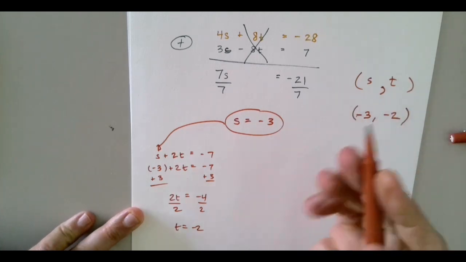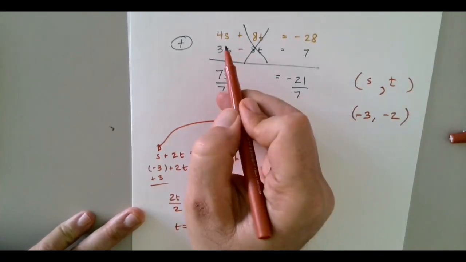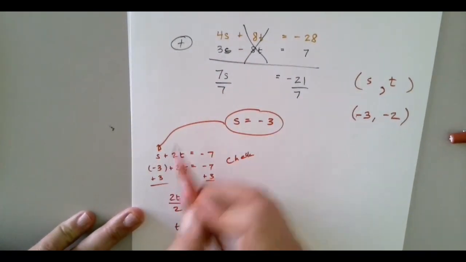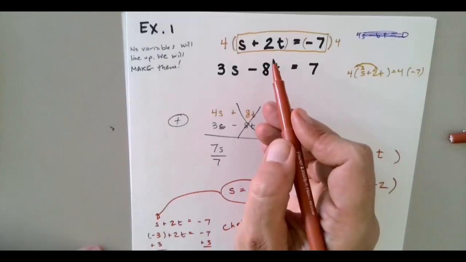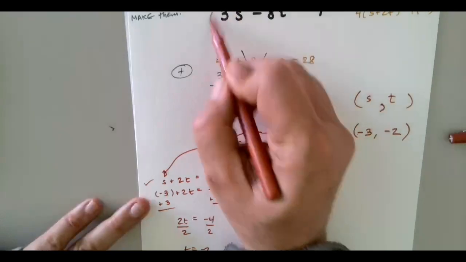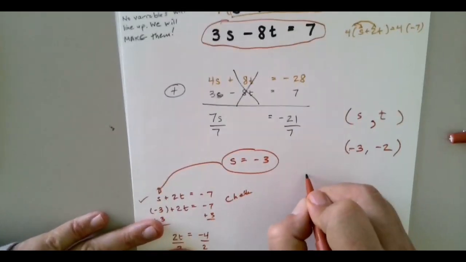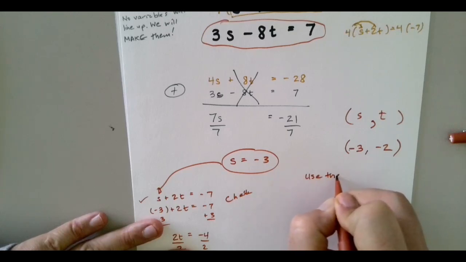There's my parentheses. Now, to check, the top one, s plus 2t, is equal to negative 7. I use that to solve. So you use the other equation to check. Use the other equation to check.